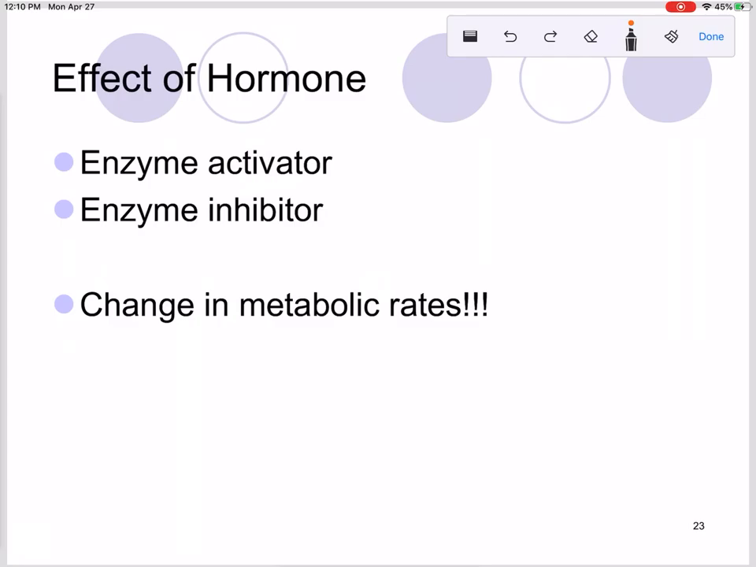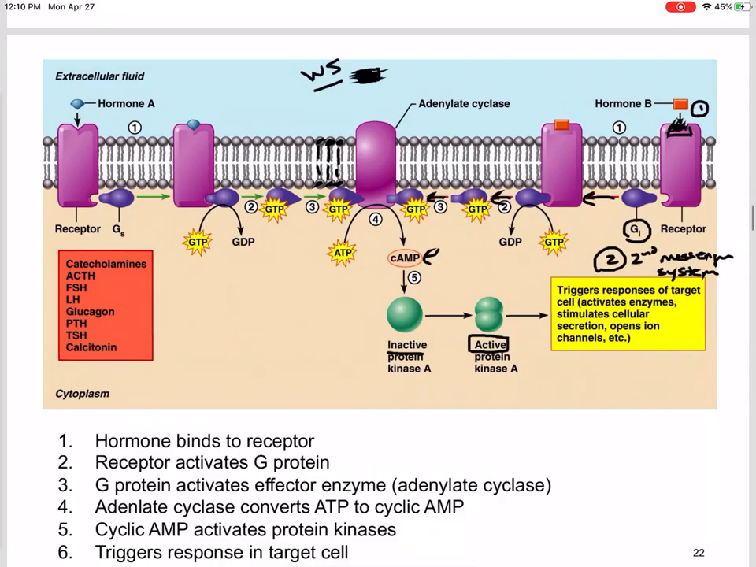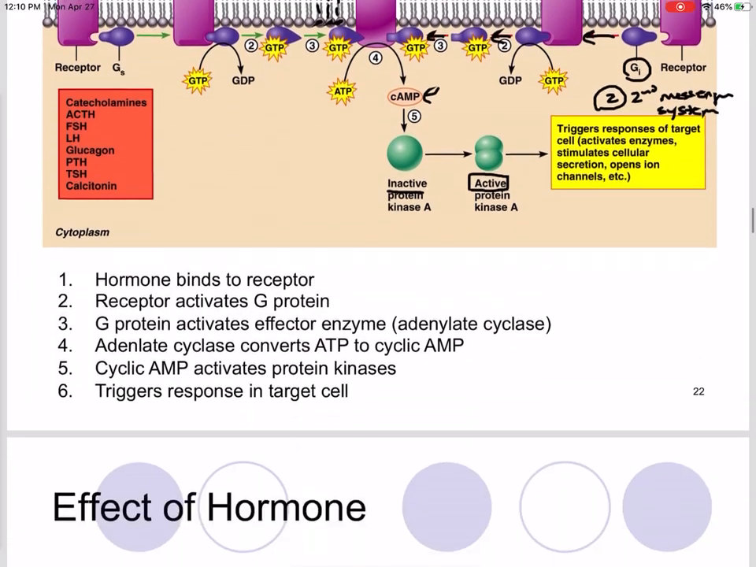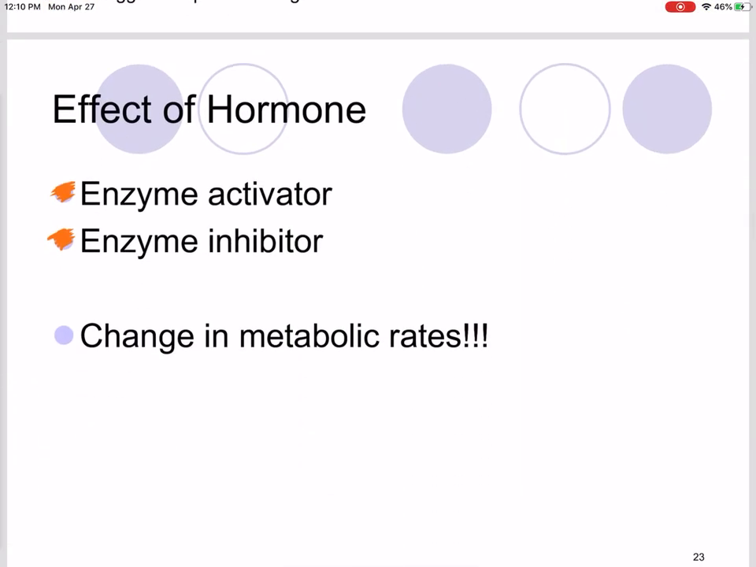Big moment. The ultimate effect of a hormone is to either inhibit or activate an enzyme. That is it. A hormone either activates an enzyme or inhibits it. In the example we gave up in here, this was an example of a water-soluble hormone that activated an enzyme. But it could also happen that the protein enzyme is active and only becomes inactive when the hormone gets to it.